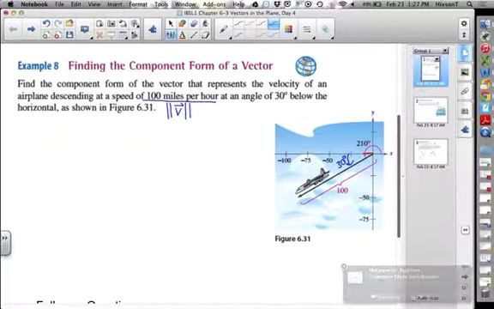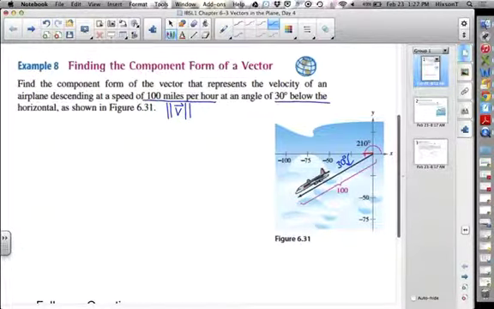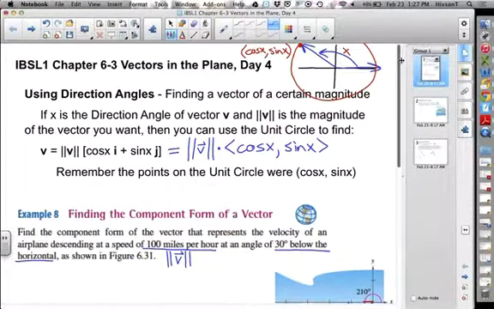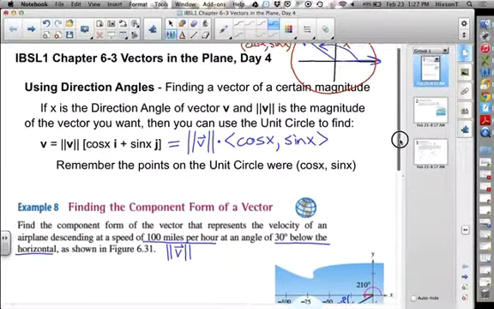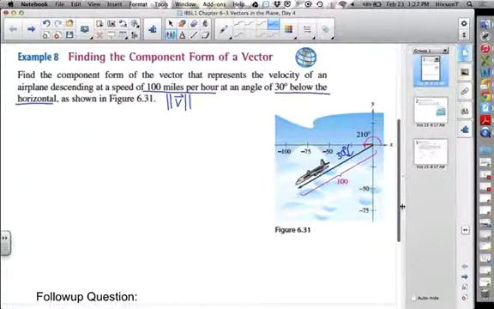Notice here, though, we were given an angle of 30 degrees below the horizontal. That obviously is not a direction angle. That's a description of an angle, which in the picture they actually translated for us. They showed us this 210 degree angle in standard position. Notice coming from the positive x-axis, rotating counterclockwise, we had 210 degrees. Why do you have 210 degrees? Because it's 180 plus 30.